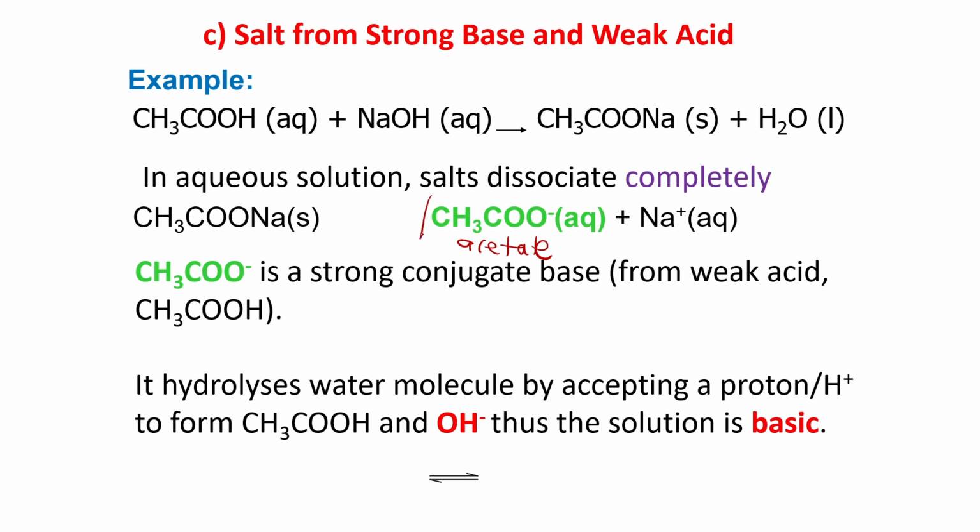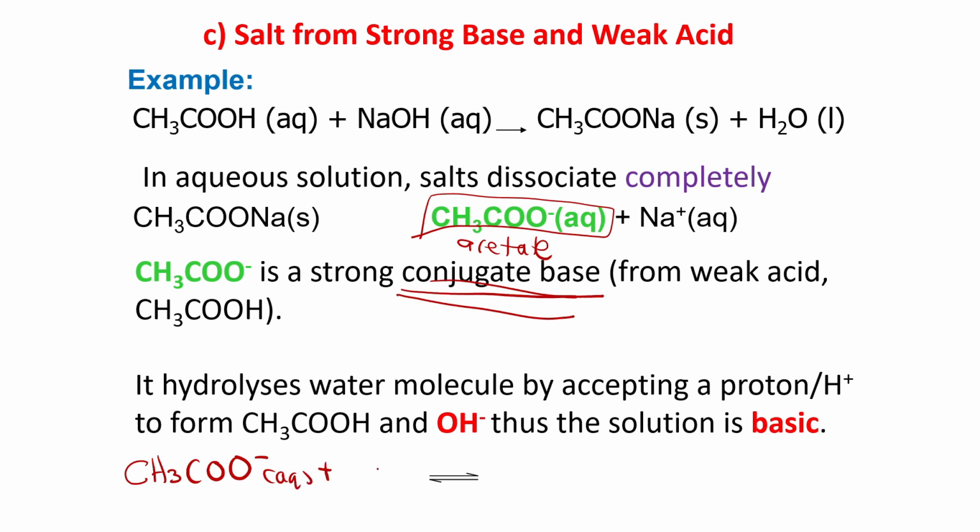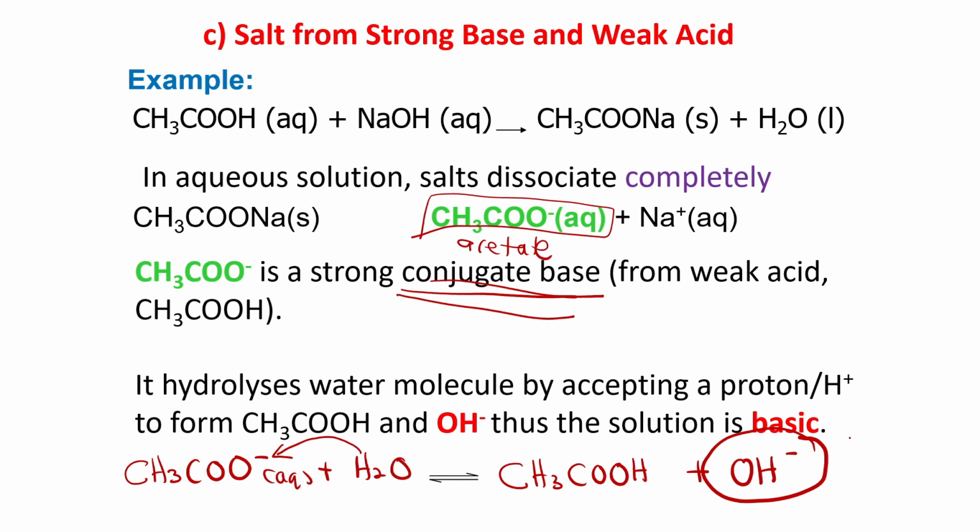CH3COO minus, okay, acetate ini dia datang daripada weak acid. Jadi maksudnya dia adalah strong conjugate base. Jadi kalau dia strong conjugate base, maksudnya di sini dia akan undergo hydrolysis. Jadi bila dia undergo hydrolysis, CH3COO minus plus H2O. So water will donate 1 H plus, and then dia akan form CH3COOH. Jadi water tadi dia akan jadi apa? OH minus. The presence of OH minus menyebabkan dia bersifat basic salt.